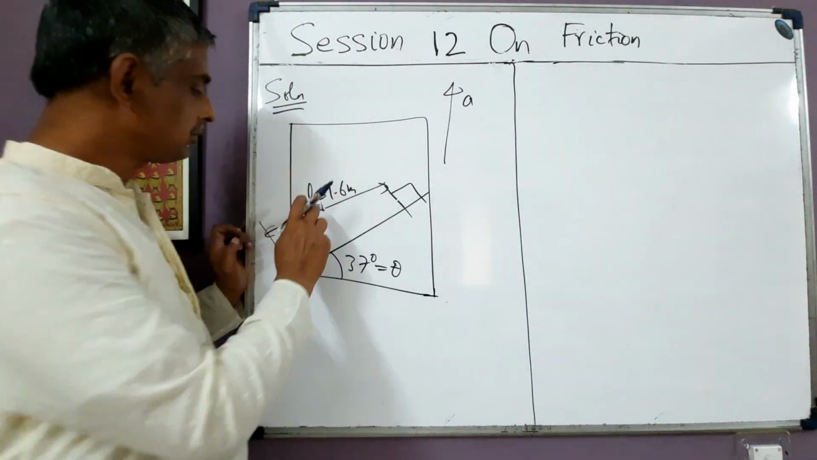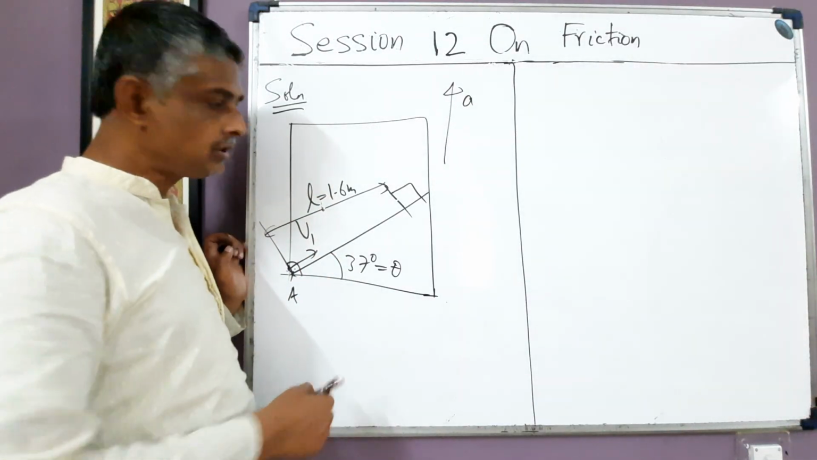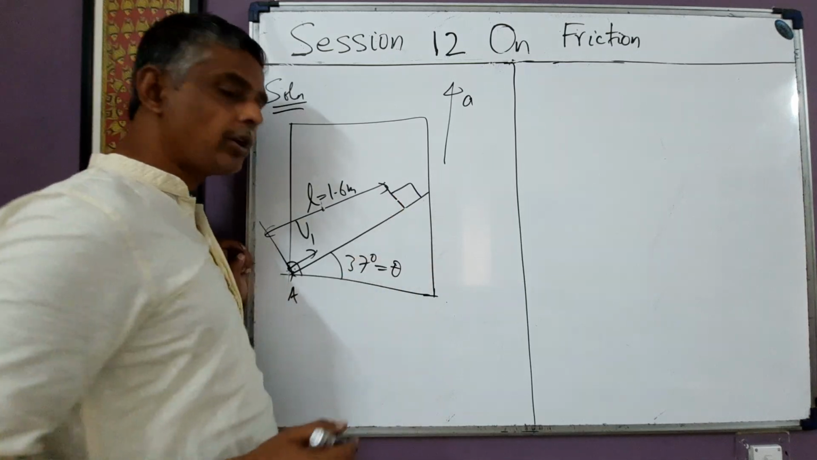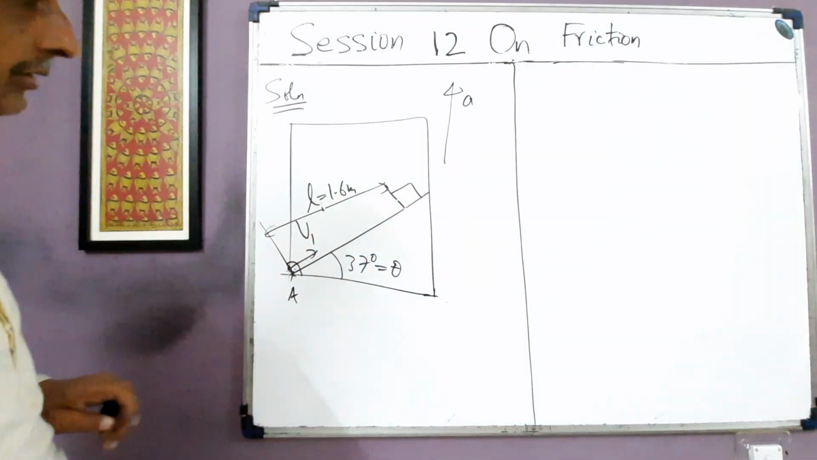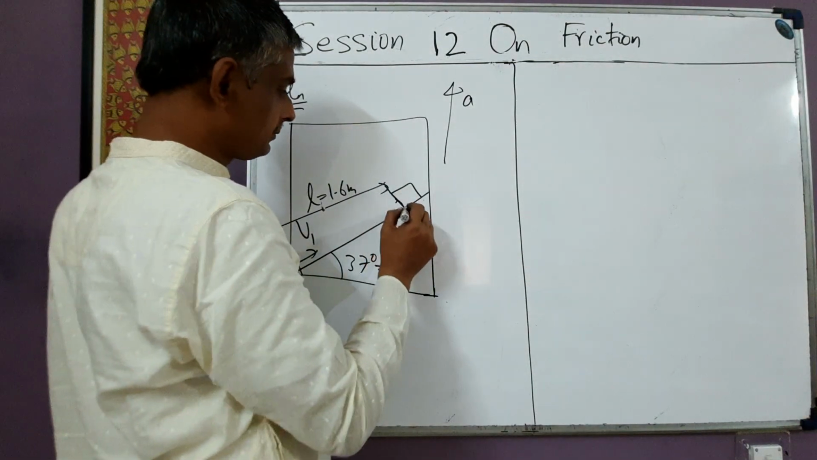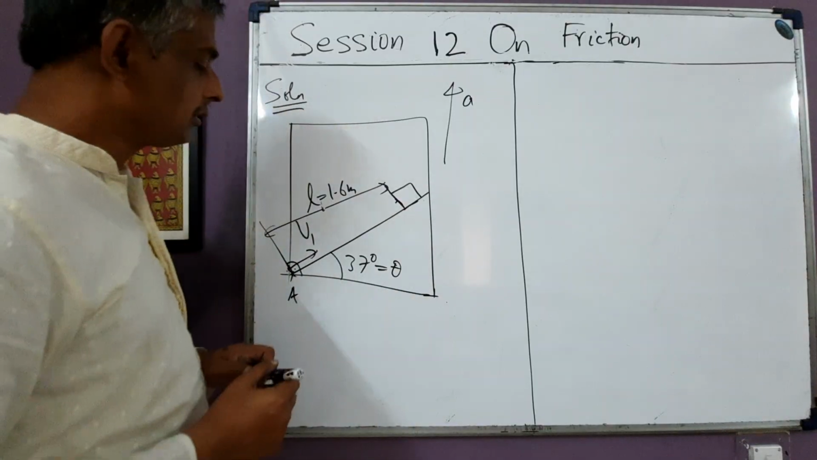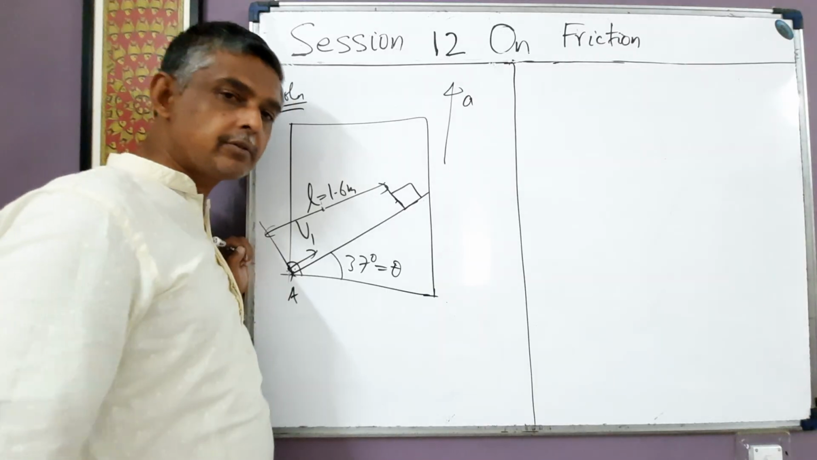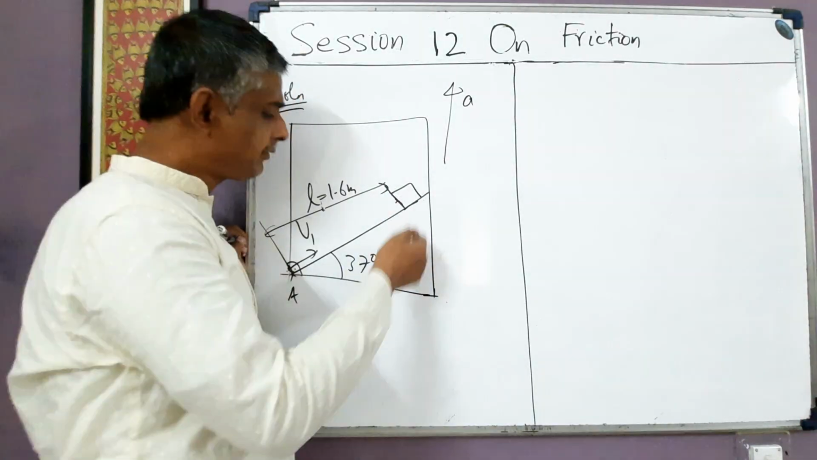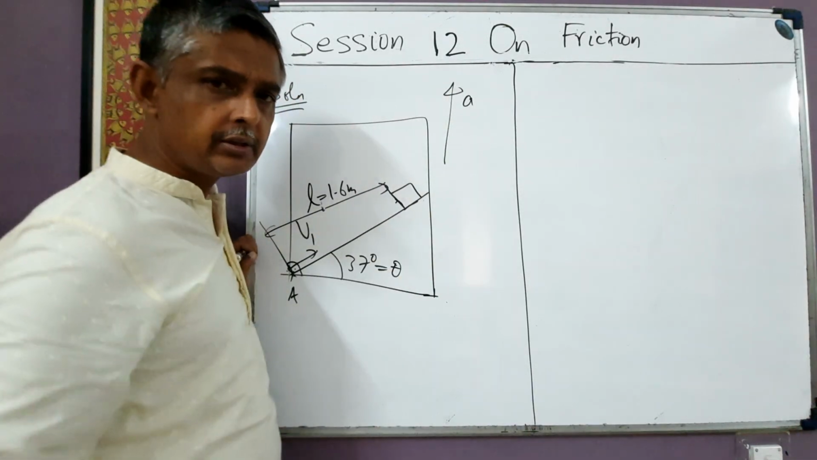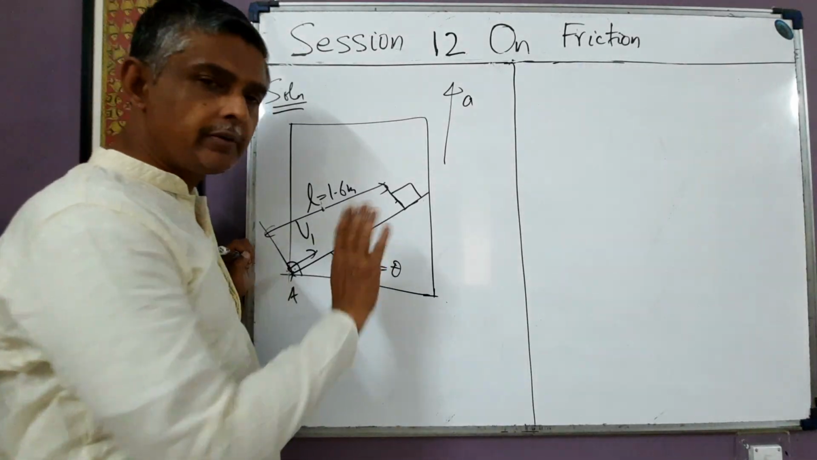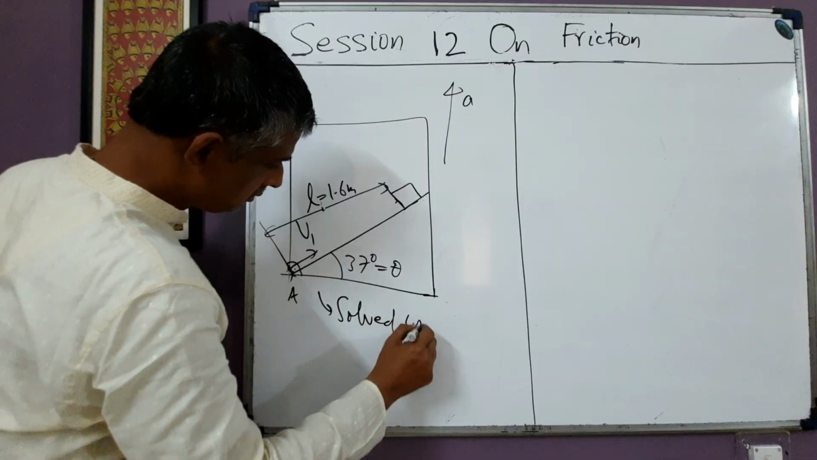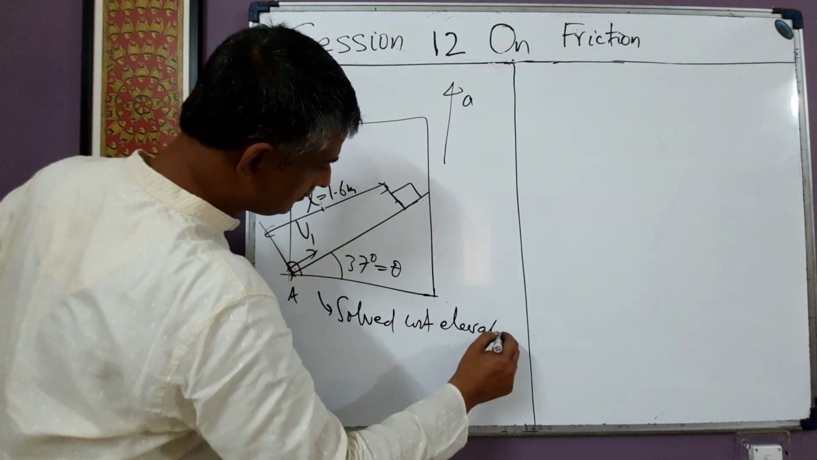Now we have to determine mu and A. Mu is the coefficient of friction between the block and the inclined plane. Now first of all, I will solve the problem in the frame of the elevator. That is much more convenient. The elevator and the board are fixed with respect to each other. So the question is solved with respect to the elevator frame.